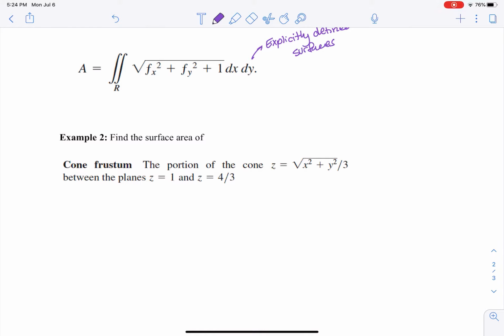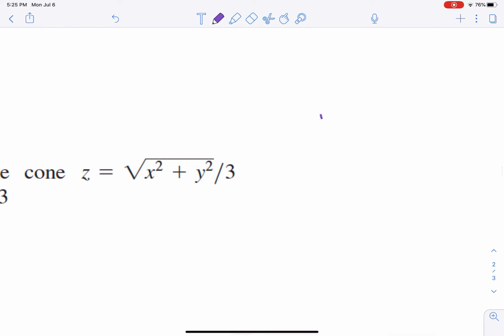So the first thing to do is decide whether you're working with an explicitly defined surface or a parameterized surface. Now, you can translate between the two. Oftentimes, one is easier to do than the other. And in this case, because it is circular in nature, it's a portion of a cone, we're going to be working with a shape that looks like this.